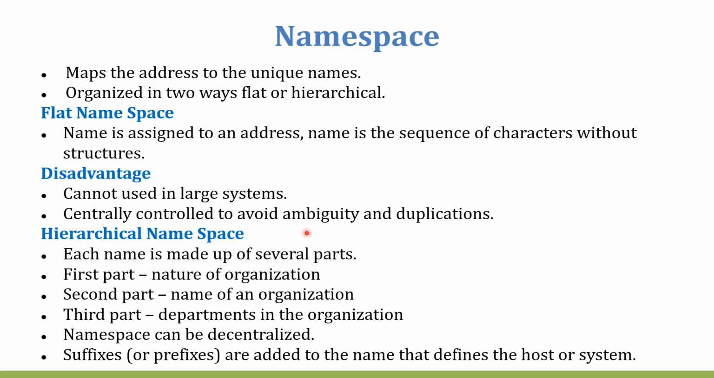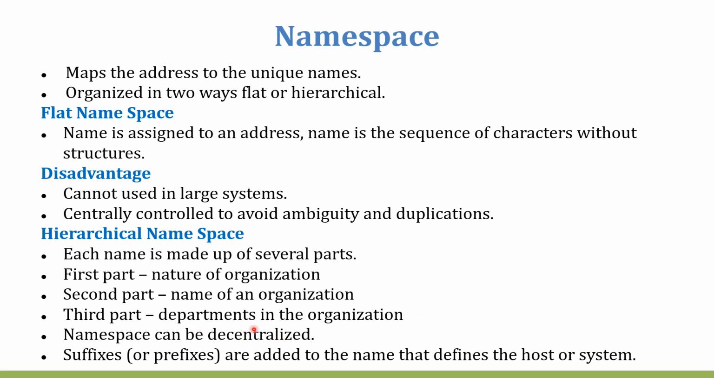In a hierarchical namespace, each name is divided into multiple parts. These parts reflect different levels of the organization structure. The first part represents the type of the organization. The second part is the name of the organization. And the third part identifies departments or subdivisions within the organization.